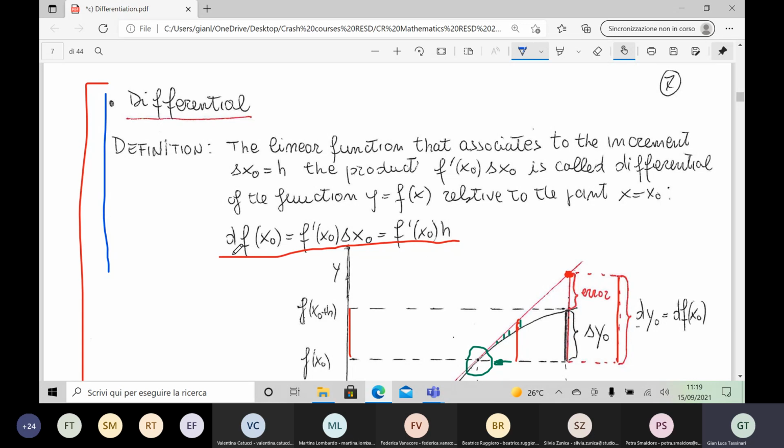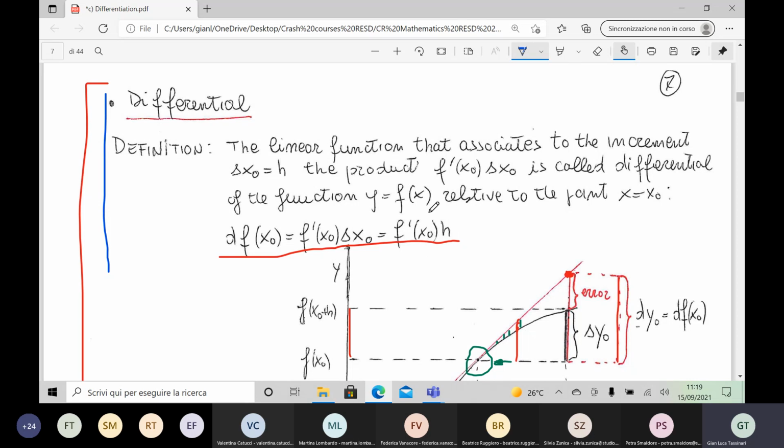df of x0 is equal to f prime of x0, so this is the notation of differential, is equal to the derivative evaluated at x0 times delta x0. But since we called delta x0 equal to h, you can write f prime of x0 times h.